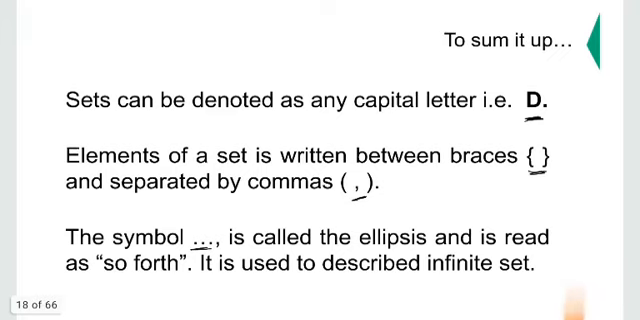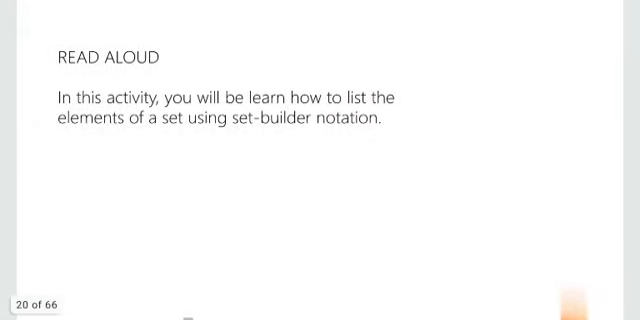Okay, so a while ago, we learned about set roster notation. Ito yung paraan na paglilista ng set gamit ang paglagay sa mga elements sa loob ng braces, di ba? Closing and opening braces, and then we separate them by means of commas. Now, this is a different way of writing set. This is called set builder notation. How do we do it?